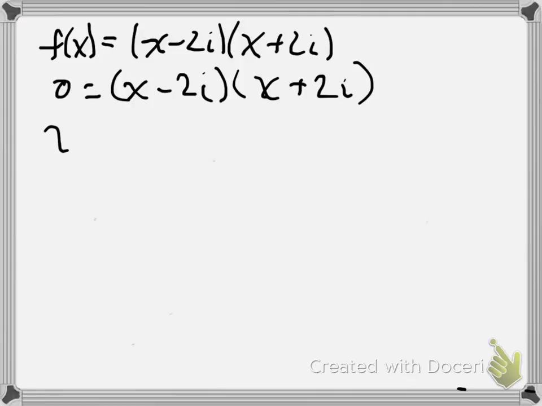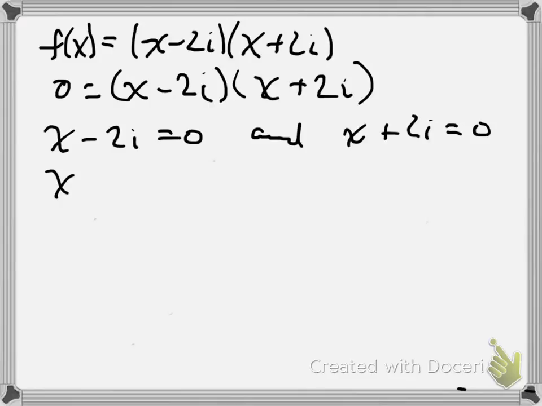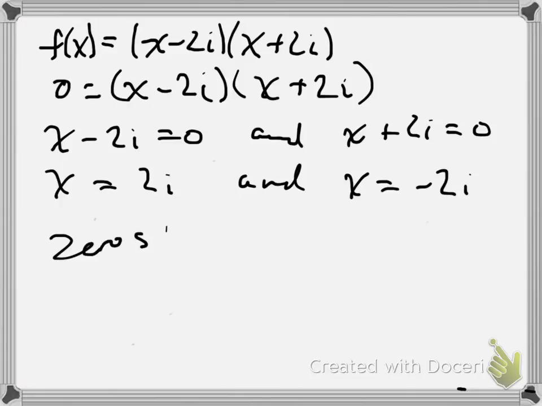Set each factor to 0. So x minus 2i equals 0, and x plus 2i equals 0. So x is going to equal 2i, and x is going to equal negative 2i. Alright, and so my zeros are x equaling 2i and x equaling negative 2i.